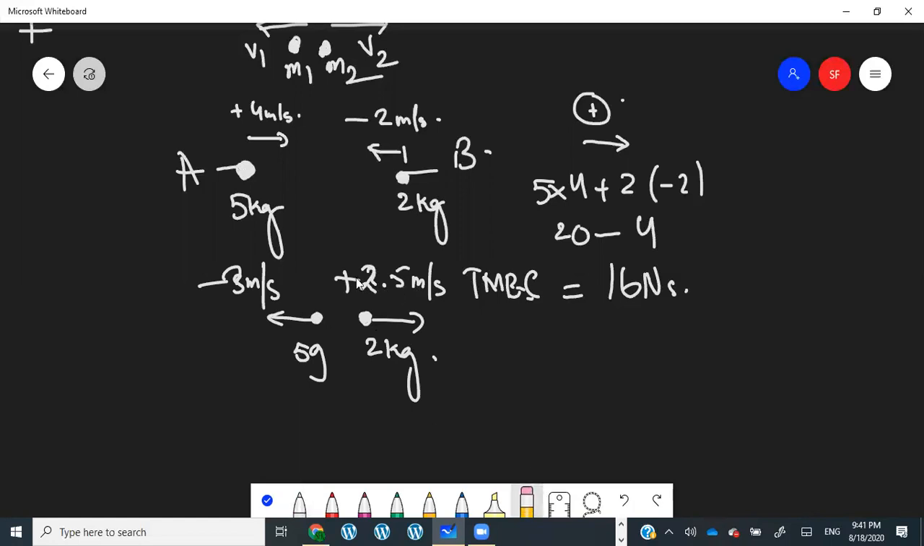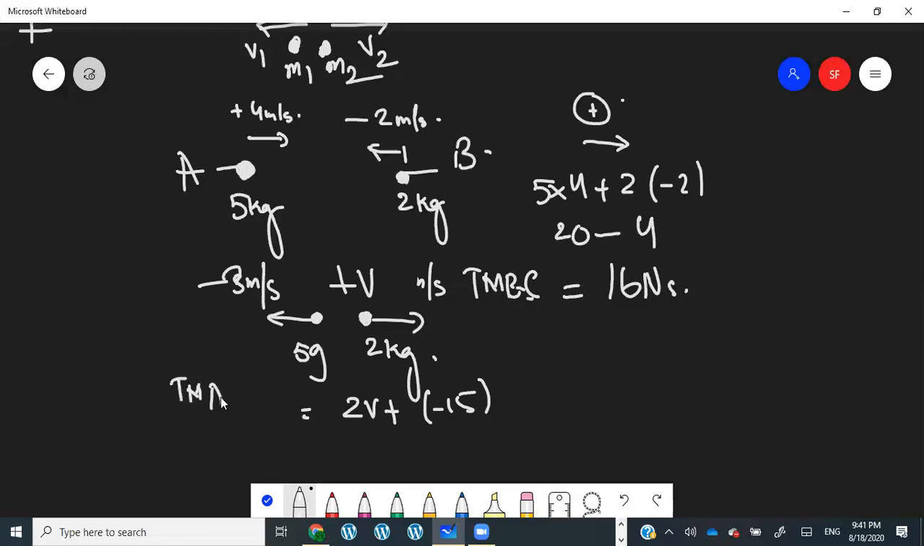Let's assume that this is a velocity v that you need to calculate. Now we can do this. So the total momentum after collision, this v is going to be positive and that's going to be negative. So after collision, it's going to be 2 times v, plus 5 into minus 3, which is minus 15. This is the total momentum after collision.